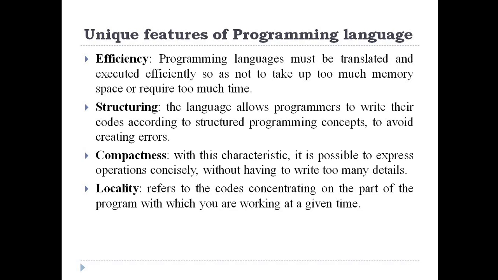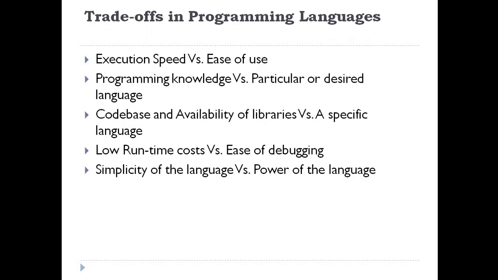The next is compactness. With this characteristic, it is possible to express operations concisely without having to write too many details. Means without writing extra details, whatever we want, that specific thing only, we can write in a set of instructions. And last is locality. It promotes code concentrating on the part of the program with which you are working at a given time. Means you need to concentrate on the code you are working on at that time in the computer program. So these are the basic unique features of programming languages.